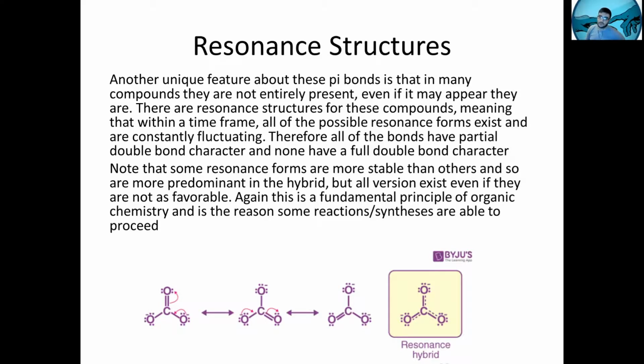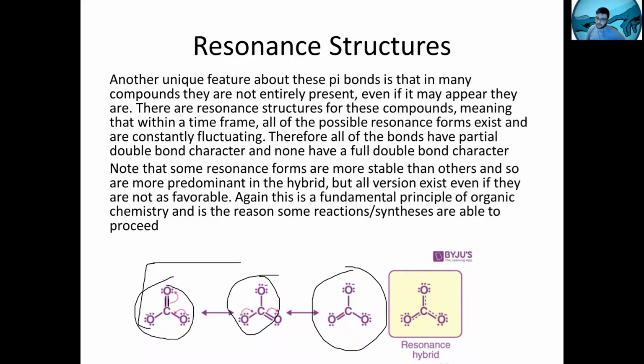So for example, the easiest example is if you had a double bond right here between this carbon and this oxygen, and you have these other ones. Actually, it doesn't exist like this. It exists as this as well, and this. All three of these, with the double bond on different oxygens, exist at the same time, constantly fluctuating and changing. So what actually happens is it's not a full bond with anything, but more like a partial double bond with all three of them. And this can happen in this situation.